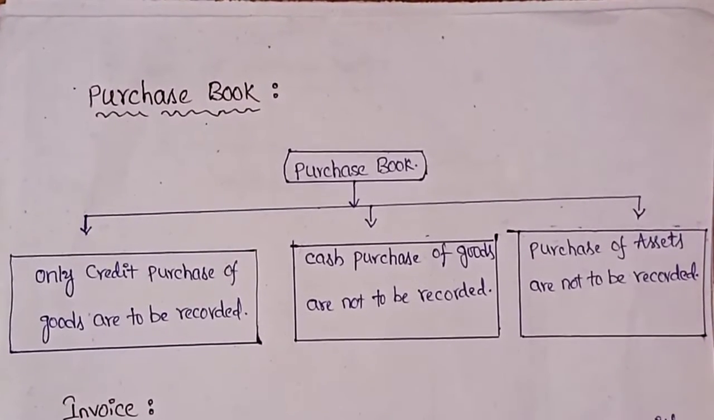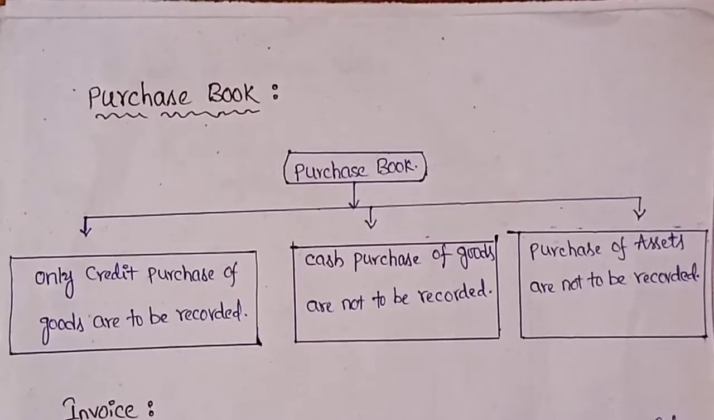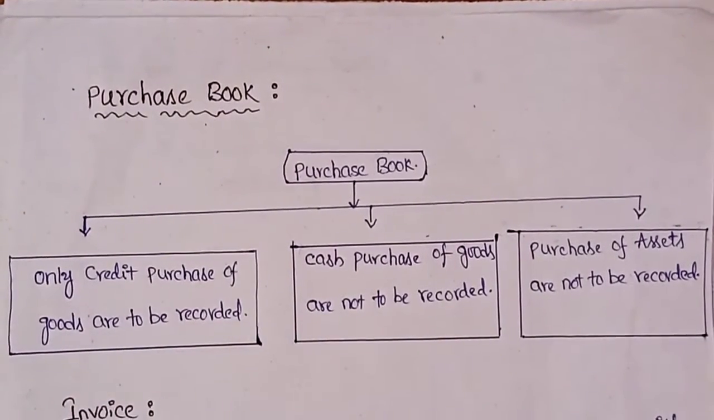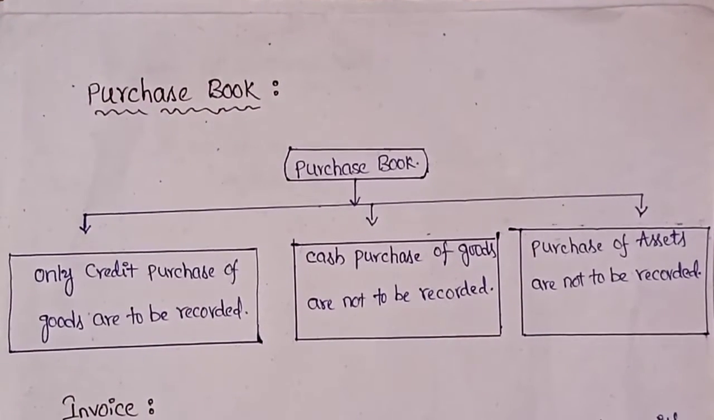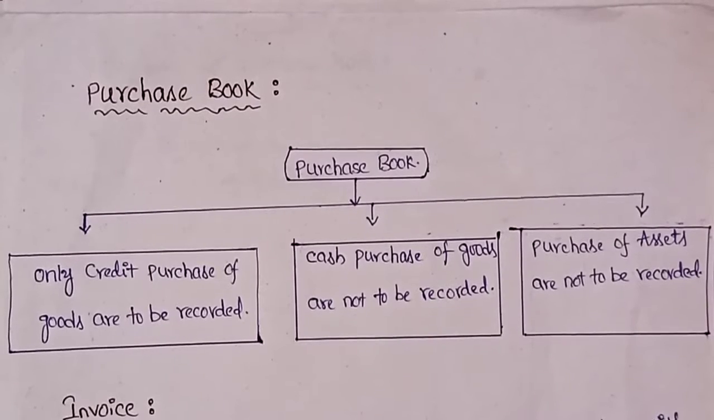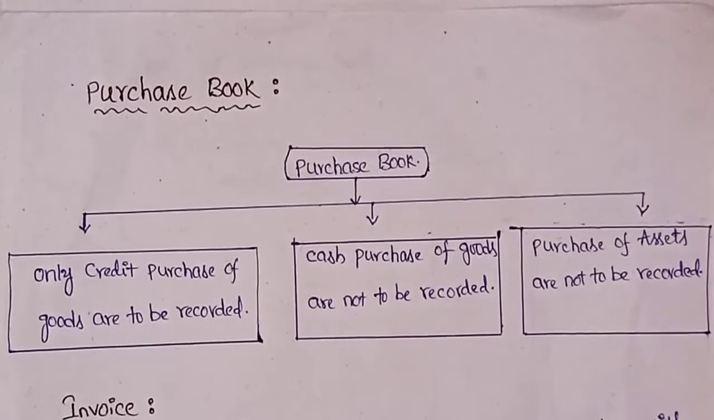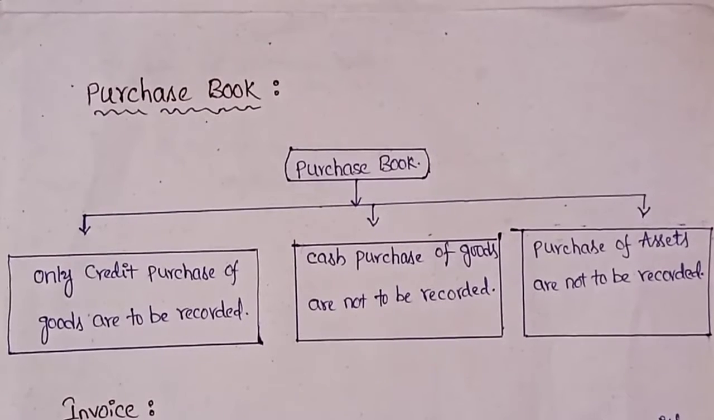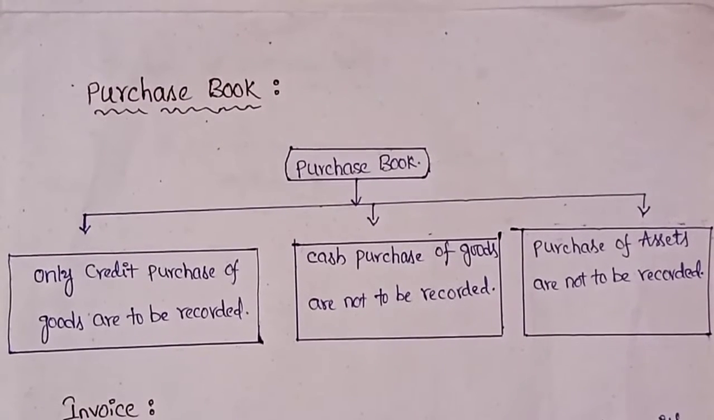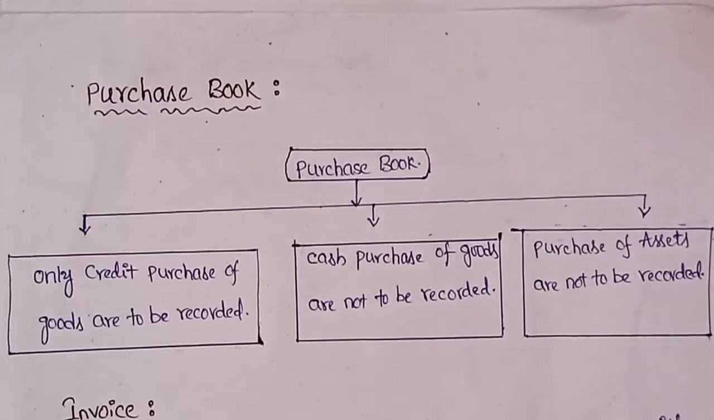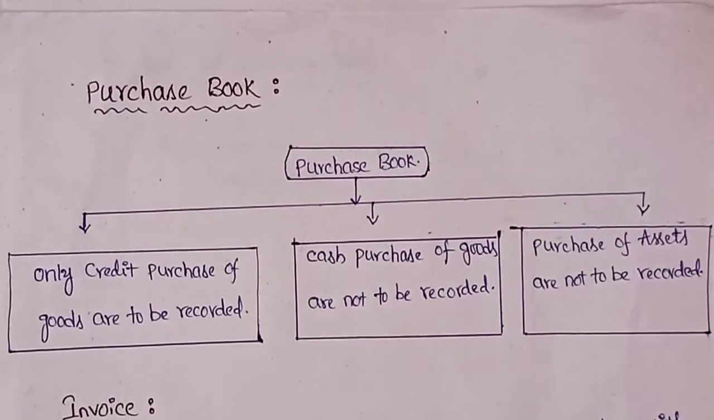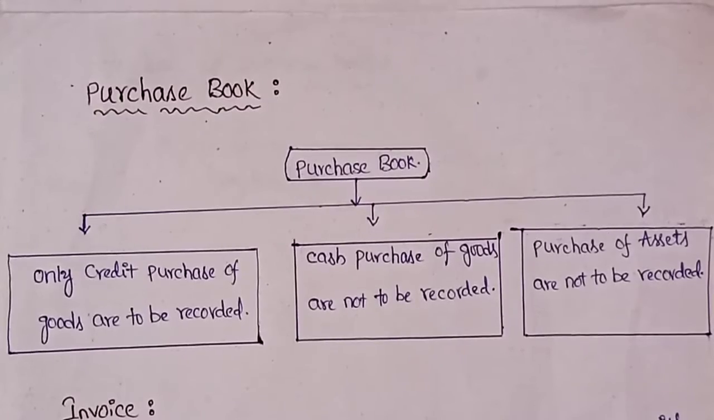In this class, we are going to learn about purchase book and purchase returns book. Before going to that, first of all, in subsidiary books, there are 8 types of subsidiary books. Those are purchase book, purchase returns book, sales returns book, cash book, bills receivable book, bills payable book, and journal proper. In that, the first two books are purchase book and purchase returns book.